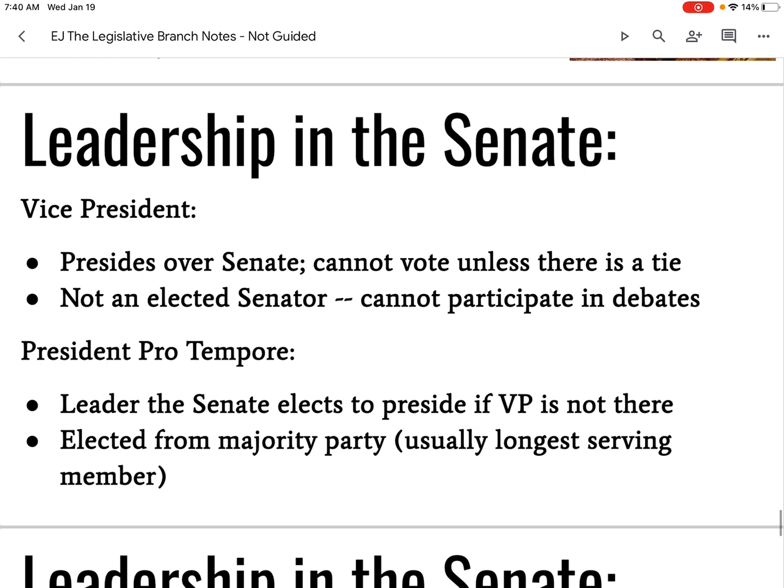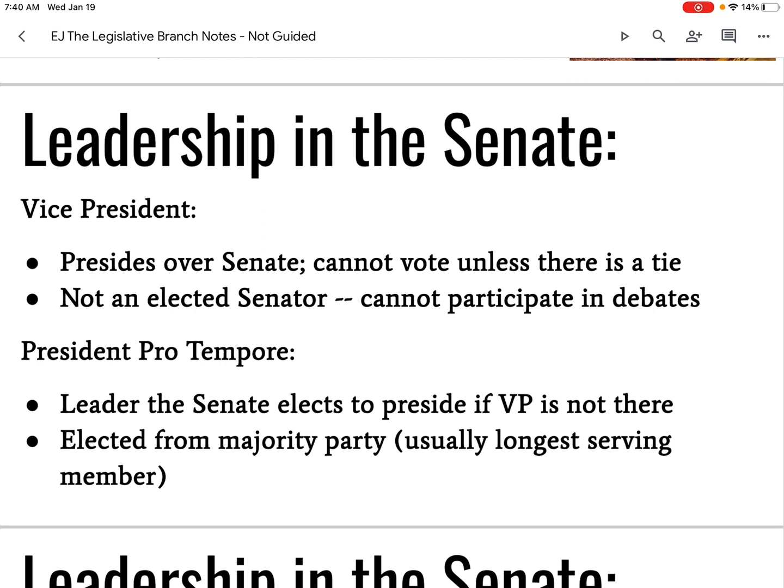Leadership in the Senate is also a little bit different because the main leader of the Senate is the vice president, okay? They preside over the Senate. However, that's basically all they do. They can only vote if there's a tie, because there's 100 members in the Senate, so it could go 50-50. They cast the tie-breaking vote. But they can't participate in any debates or anything like that. They are just there as a tiebreaker. I'm sure, as you can imagine, the vice president's busy. They can't attend all the meetings.